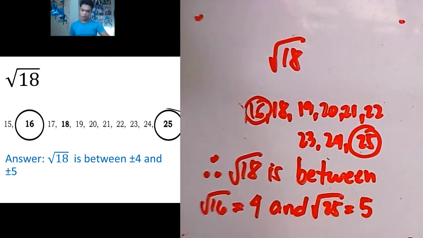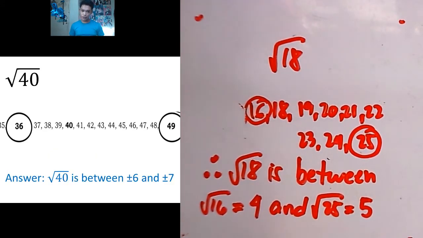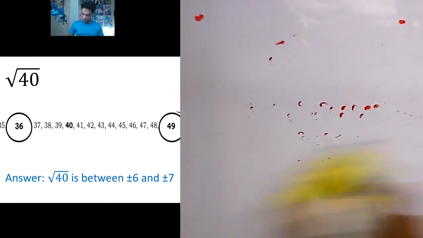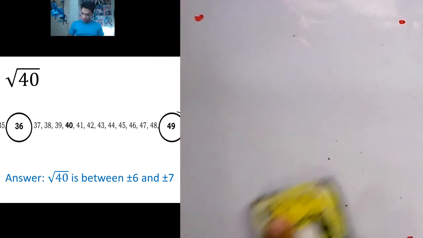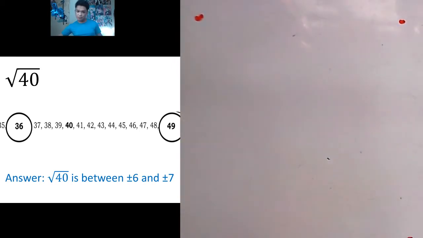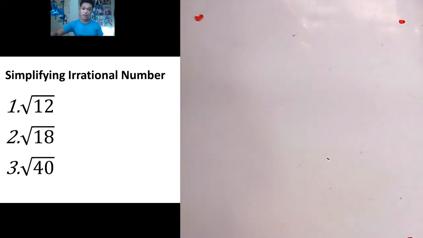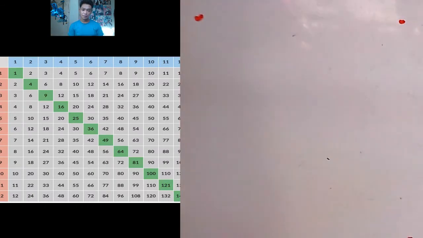Okay, next example. We have the square root of 40. It's a bit big number, so there is also a simpler strategy. You must know the multiplication table. Kindly look at this one. The given is the square root of 40. Before 40, what is the perfect square that can be found in the multiplication table?